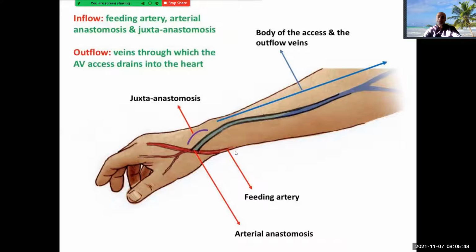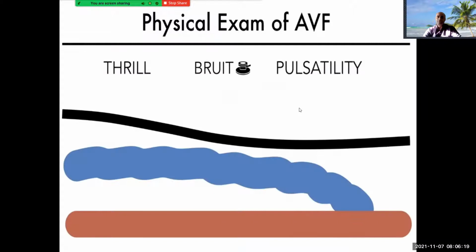As we know, this is a feeding artery, the radial artery, and this is the venous return to the heart, the cephalic vein. This is the inflow here: the feeding artery, the arterial anastomosis, all this area. This is the feeding artery, and the outflow is the vein, through which the AV access drains into the heart. Okay, as we mentioned before.